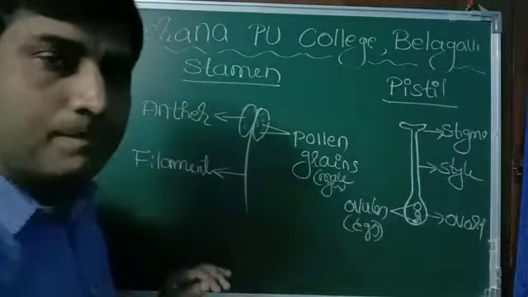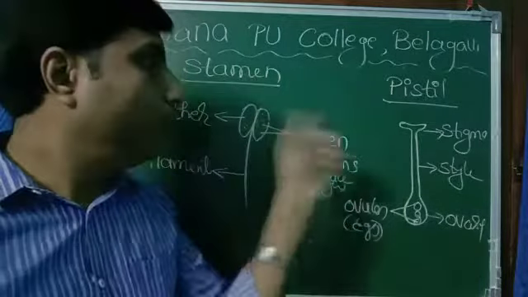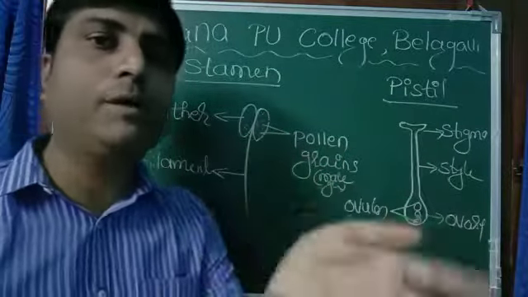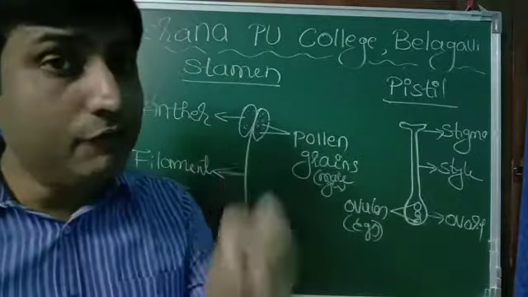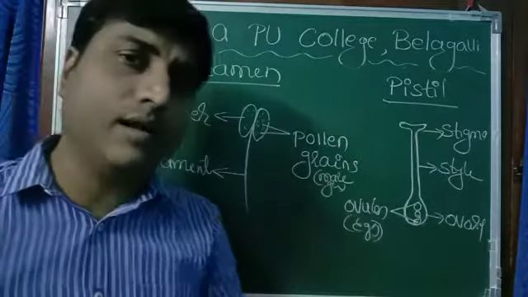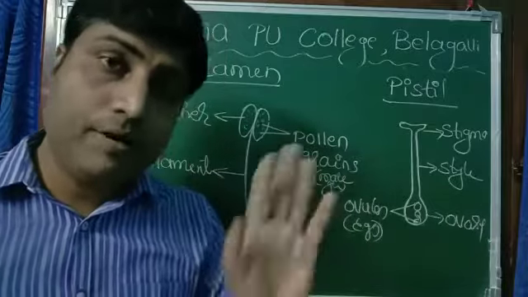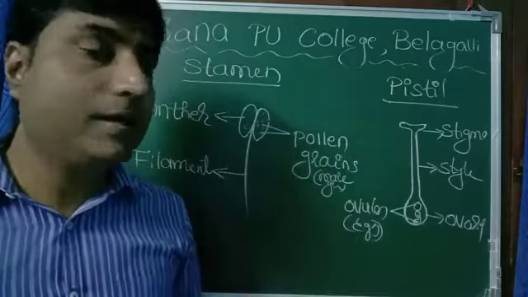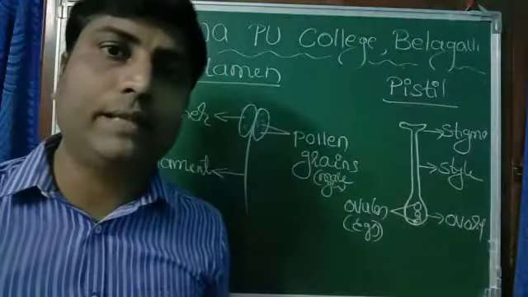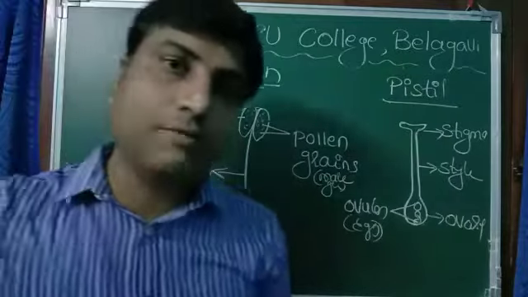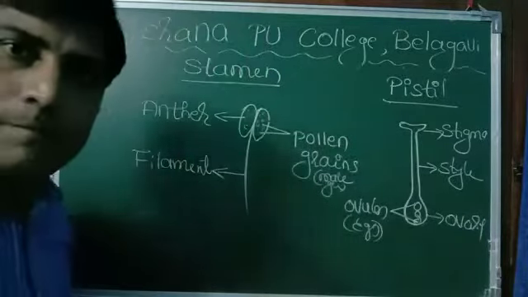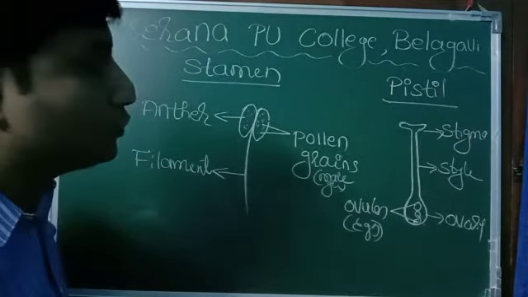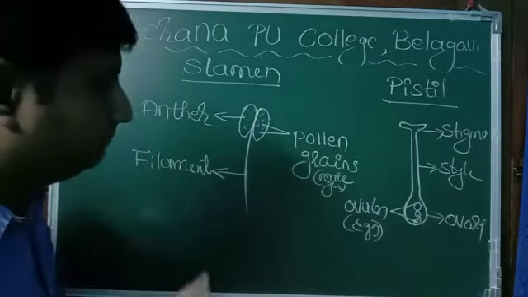In some flowers, both of them are present. A single flower contains both types of reproductive structure, male and female, and we call such a flower a bisexual flower. An example is hibiscus. Whereas in cucumber and papaya, the pistil is present in one flower, which we call the female flower, and the stamen is present in another flower, the male flower. These are unisexual flowers. So this is the male and female reproductive structure in a flower.